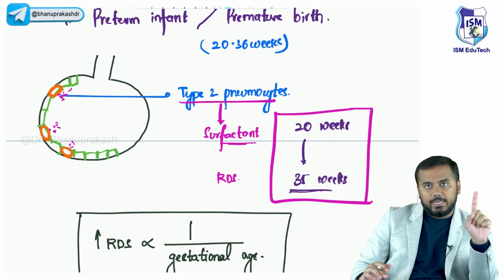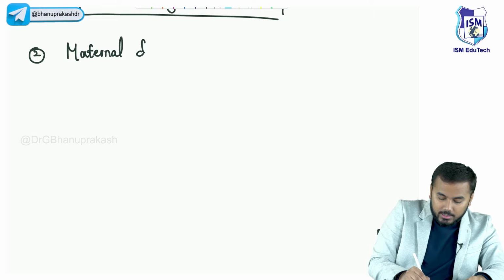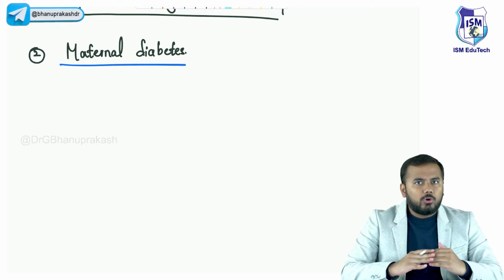Now let us see the second etiology. What is the second one? The second important thing is maternal diabetes. Maternal diabetes.